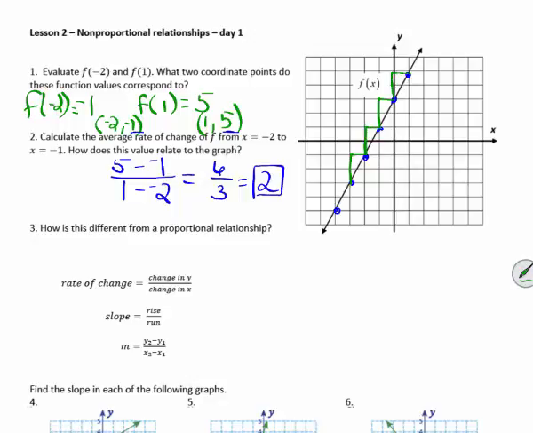Okay, so how does this value relate to the graph? This is then going to give us that vertical stretch as well. It's a vertical stretch of 2. So pulling in some of that vocabulary from earlier. How is this different from a proportional relationship? It doesn't go through the origin.